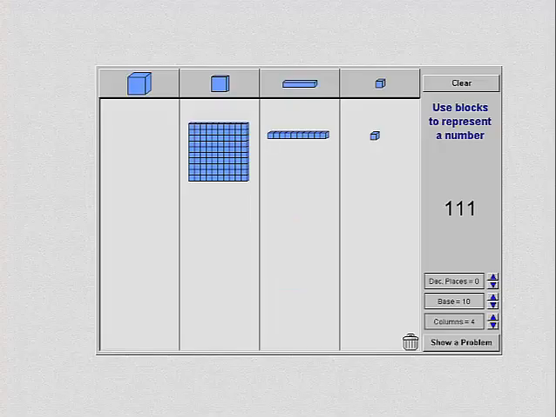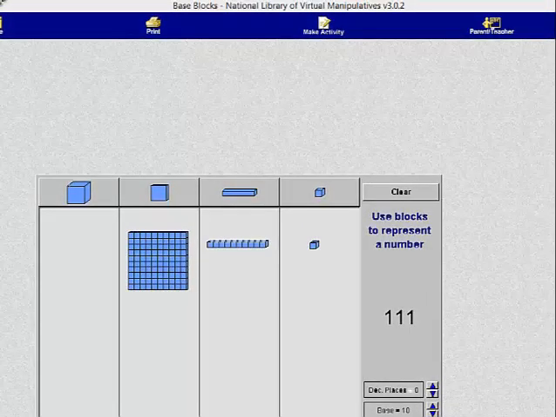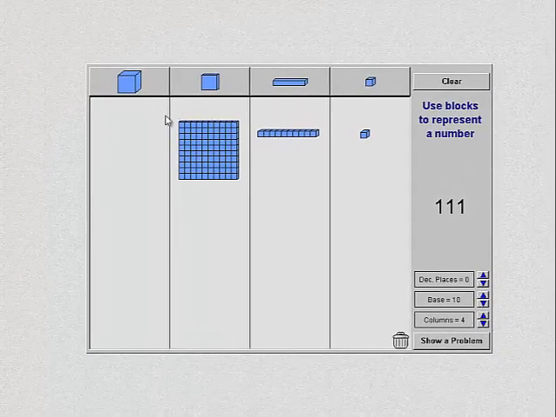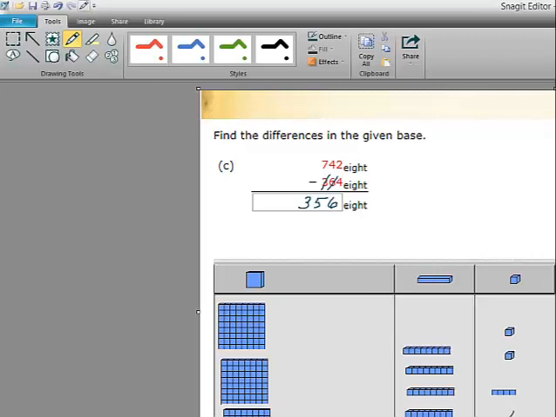Now I am using my base blocks edition from the National Library of Virtual Manipulatives by Utah State University in order to create these, and then what I do is I just snip these and then plop them down into a slide that I'm using.